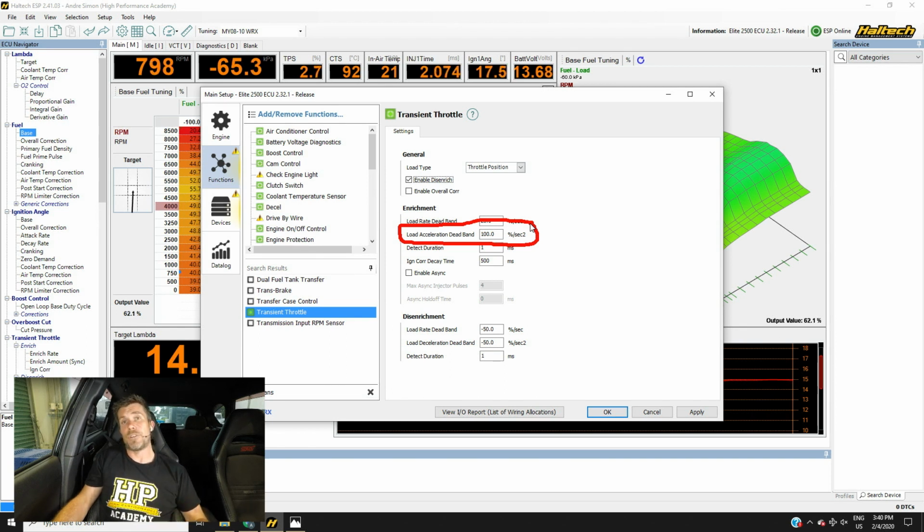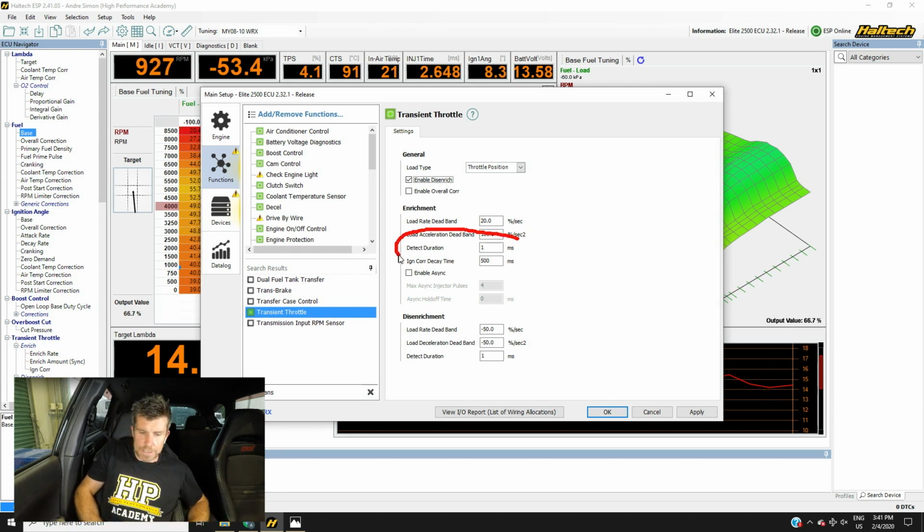So basically it defines how quickly the additional acceleration enrichment fueling can be removed, and you can see this is in percent per second squared, or percent per second per second. So in this case it's allowing 100% of the fueling to be removed per second. The smaller the number you put in there, the longer the acceleration enrichment will remain active. The bigger the number, the quicker that acceleration enrichment will be removed.